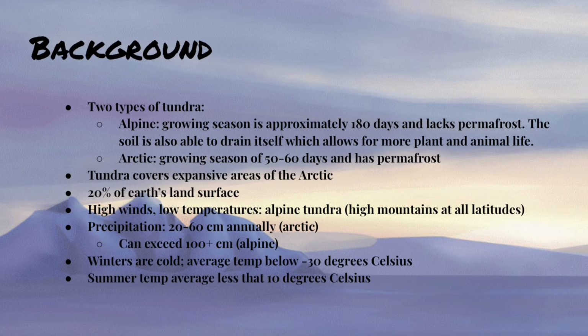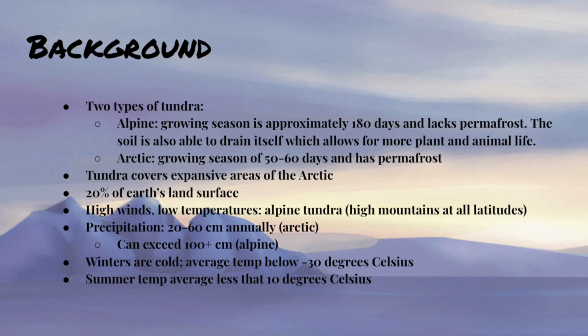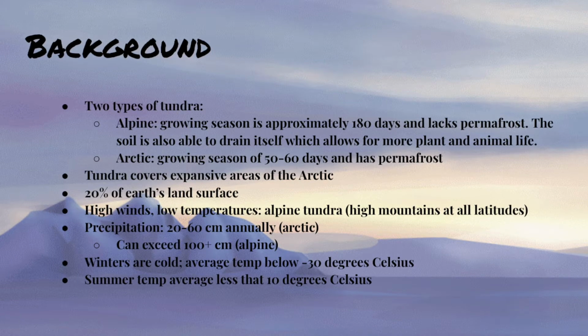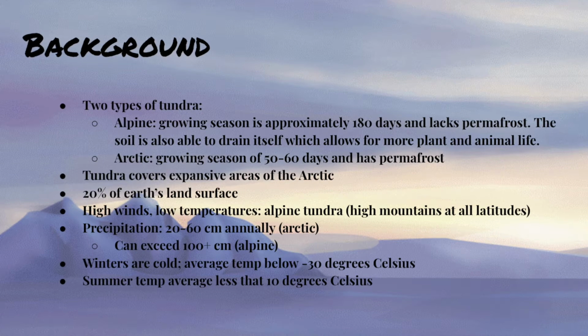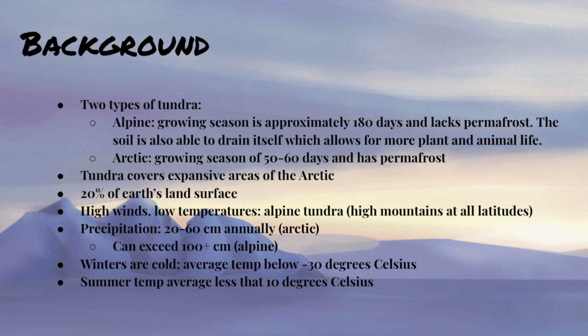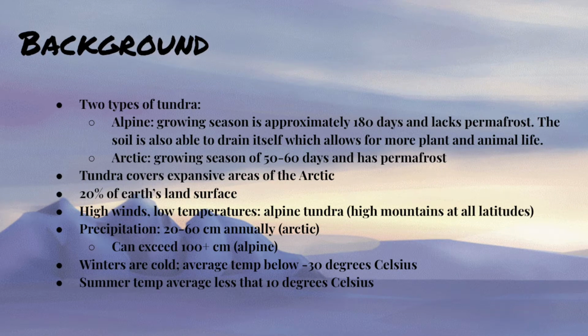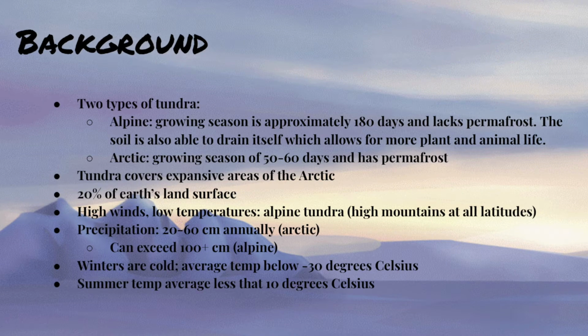Tundra is separated into two types, the Arctic tundra and the alpine tundra. The alpine tundra is a type of natural biome that does not contain trees because it is at a high altitude. The soil in an alpine tundra is able to drain itself, allowing for more plant and animal life. Growing season is approximately 180 days and lacks permafrost. Unlike the Arctic tundra, the soil in the alpine is well drained.